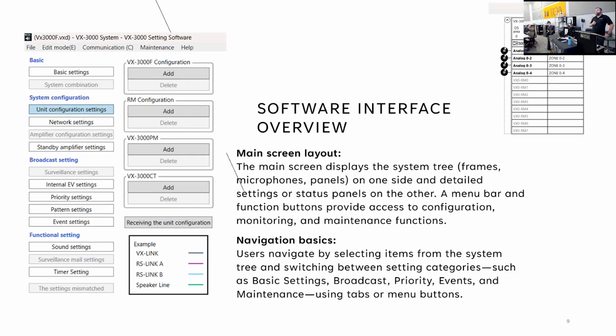Now we can review the software interface. Main screen layout: the main screen displays all the system settings, and the microphones panel is on the left side. The menu bar has features like uploading configuration and accessing maintenance modes. Navigation basics: you start the system from the basic settings. When you select this tab, on the right side you will have more in-depth descriptions of settings, and you go one by one down. So you configure the system from top to bottom, and in the end, you will have a configured system.